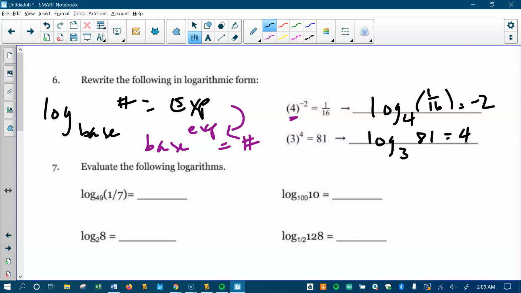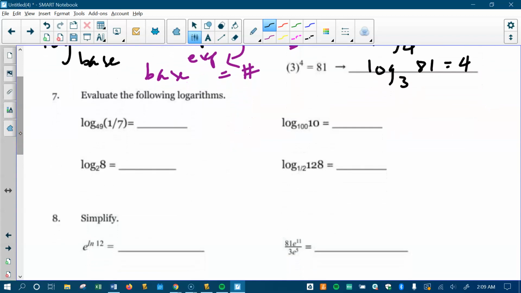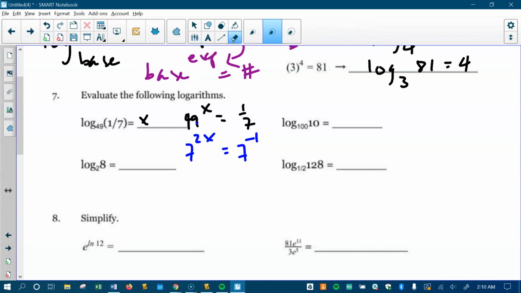Okay, now to evaluate these, I'm always going to do some side work, so let's do log base 49 of 1 over 7. I don't know what it is, so I'm just going to put an x here. I'll say 49 to the x is equal to 1 over 7. And I notice that both numbers have a power of 7 in common. So I can rewrite 49 as 7 squared, equals, and 1 over 7 is the reciprocal of 7, which is 7 to the negative 1. And now what I can do is take the exponents and set those equal to one another. In other words, as I always like to say to my class, just drop the base.